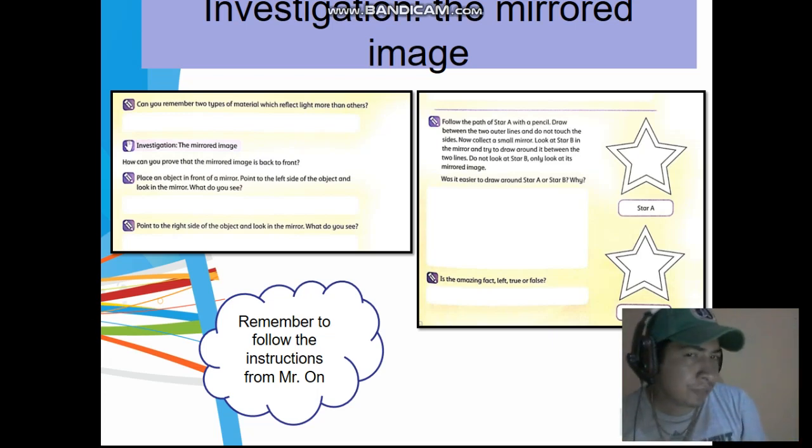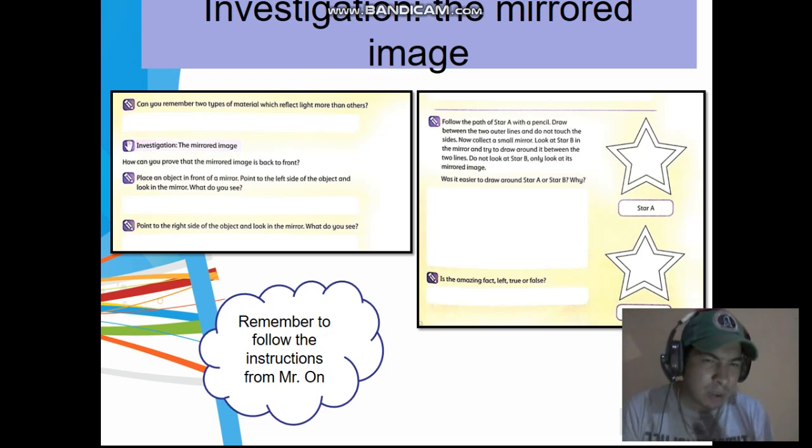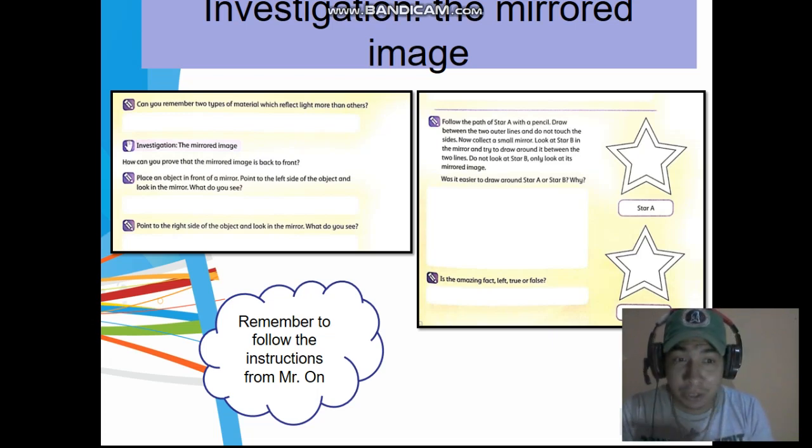The question is, what is easier? Was it easier to draw around the star A or the star B? Which one was easy? Okay, I wanted you to answer that. You're going to use your book for those answers.